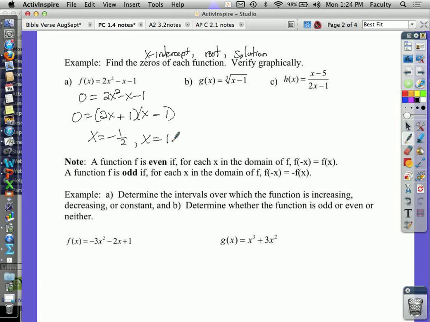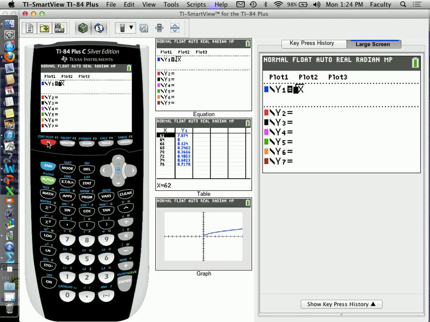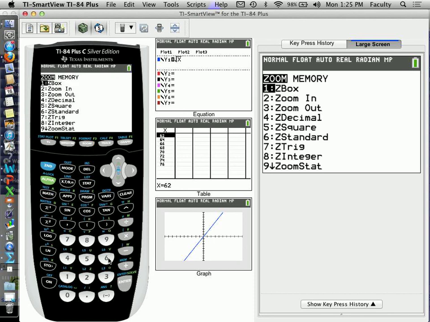Alright, so here's what we're going to do. It said verify it graphically. So I want you to take out your graphing calculators. And in your y screen, let's do 2x squared minus x minus 1. Okay, again, in your y screen, enter 2x squared minus x minus 1. And maybe we don't know what we were doing last on the calculator, so we'd like to do zoom 6.